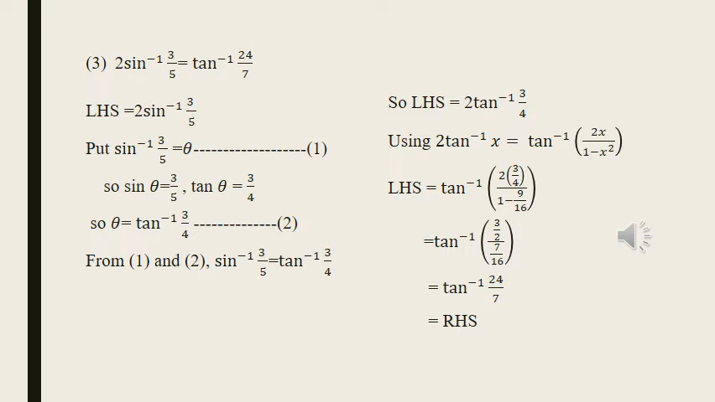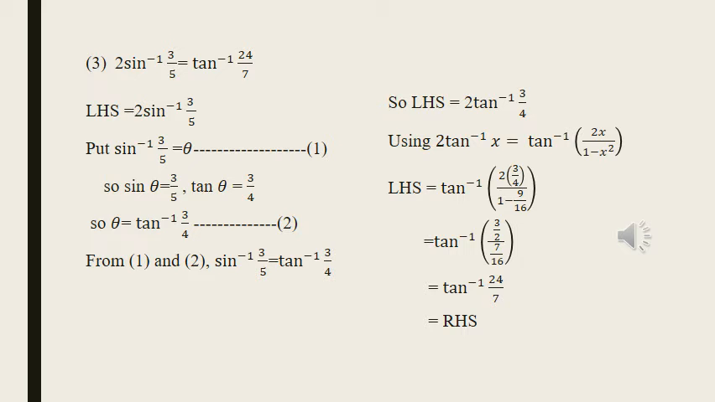Actually it is easy, just observe that in 3 by 5, this 3 will be the opposite side and 5 will be the hypotenuse. So the adjacent side will be 4, isn't it? Pythagorean triplet. So tan inverse will be opposite side by adjacent side, that is tan inverse 3 by 4. So we have sin inverse 3 by 5 equal to tan inverse 3 by 4.